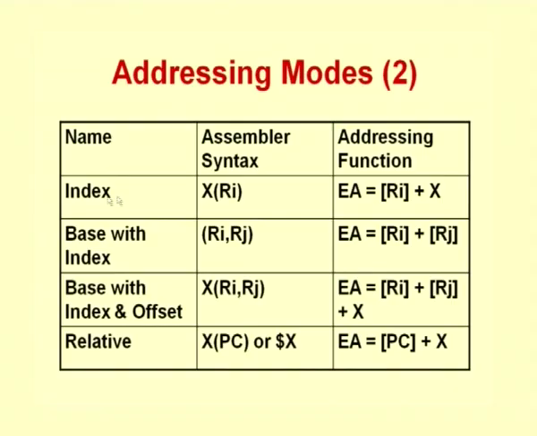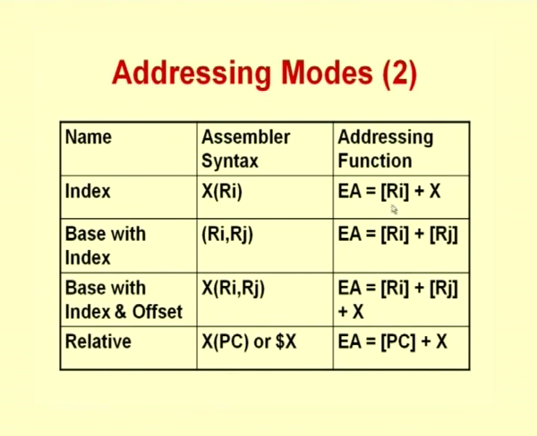Then we have a few other indexing modes, one called the index addressing mode, which is also a very commonly used addressing mode. Here, you specify an index plus a base register from which that index is calculated. For instance, if I say x of Ri, then the effective address is calculated as the contents of Ri plus x. So, this x serves as an index.